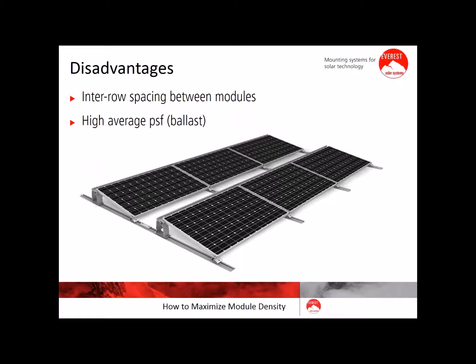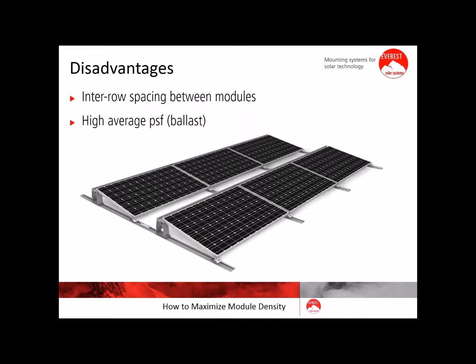So some of those disadvantages being inter-row spacing. We talked about in the previous slide, the inter-row spacing is beneficial for servicing, but it's creating basically dead space on the roof where we're not putting any modules. Another disadvantage of these systems is that because of their geometry, they either require a windscreen or they're open on the back, which creates higher loads on the panels under a wind event.